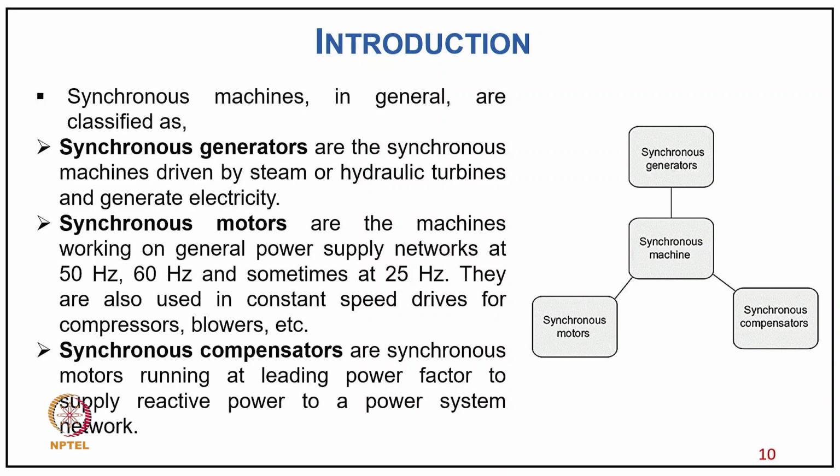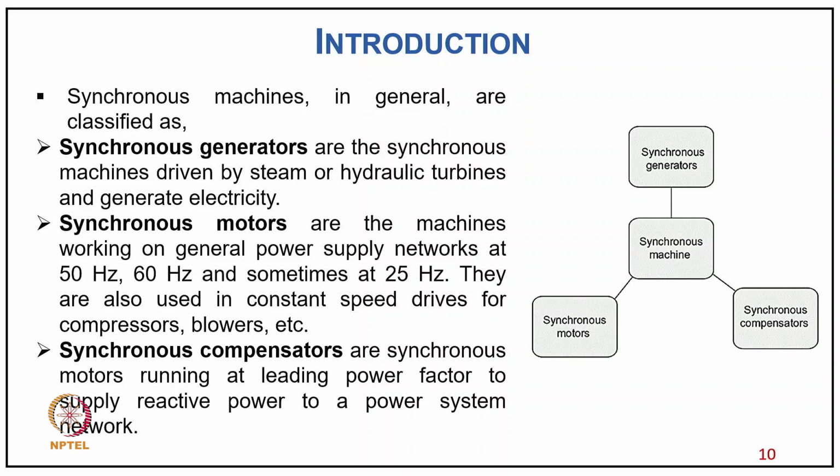The other application, as you see, is the synchronous compensator. This was also quite popular, and the synchronous motor. So synchronous machines in general are classified as follows. Synchronous generators are synchronous machines driven by steam or hydraulic turbines and generate electricity. Synchronous motors are machines working on a general power supply network at 50 Hz or 60 Hz and sometimes at 25 Hz, and they are used in constant speed drives for compressors, blowers and many other applications, including induced draft and forced draft fans in thermal power stations.